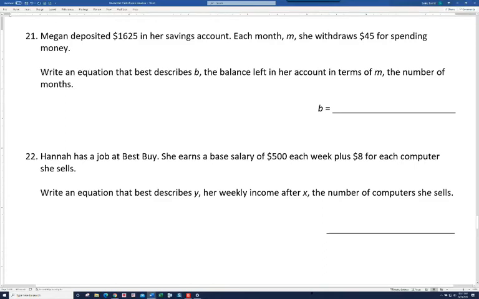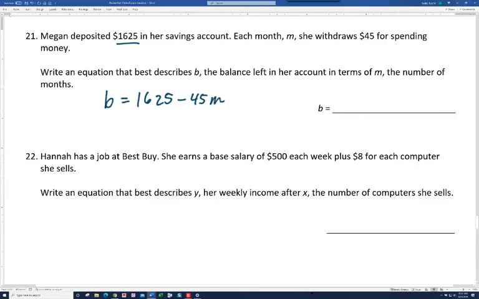All right, so her balance, let's see, she deposited $1,625, so that's like the starting amount. So her balance is $1,625, but she's withdrawing $45 each month. So how would I write that? I'm withdrawing, that's going to be a subtraction. Your balance is going to be going down, and you're going to want to put here 45M.